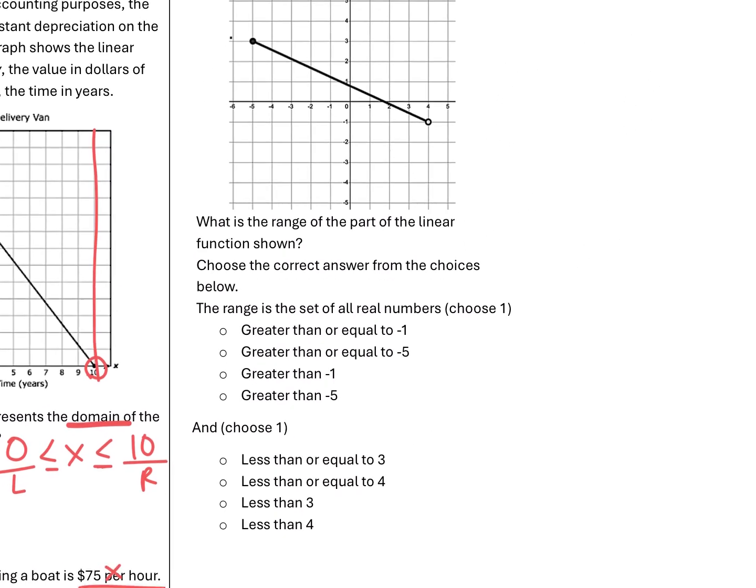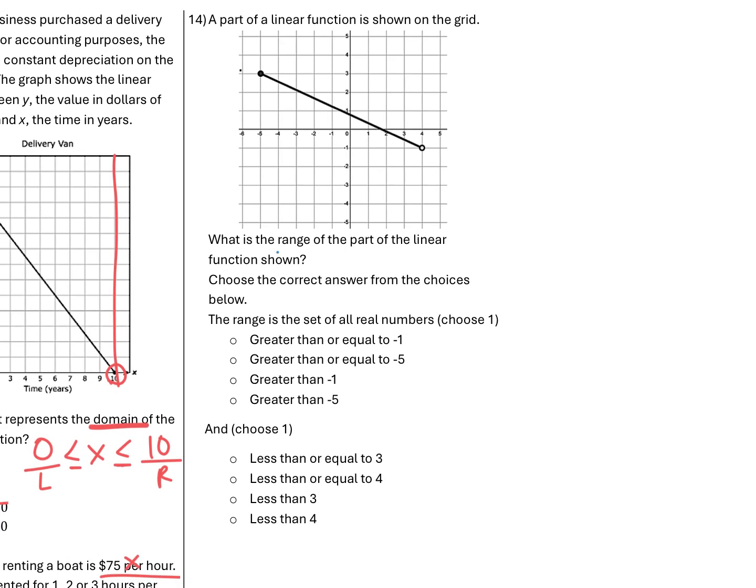This last one is a little bit tricky. Pay close attention to what it's asking. It says, what is the range? So I'm going to go ahead and set up my pattern because I know I have a continuous line, so I know I'm going to have inequalities. Now, range is bottom to top. So here's my bottom. I'm crossing the -1. It's an open circle, so no line. My top is 3. It's a closed circle. It's a line.